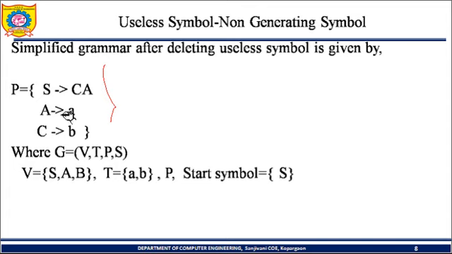Now you need to write down G is equal to a 4-tuple, V, T, P, S, where V is S, A, and here it should be C, sorry, S, A, C. T is equal to small a and b. P is the production which is shown here, and S is the starting symbol.